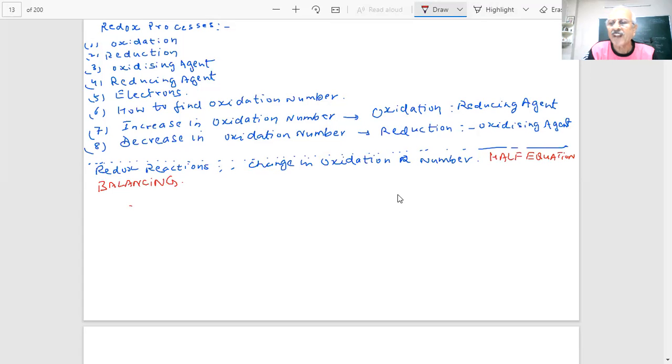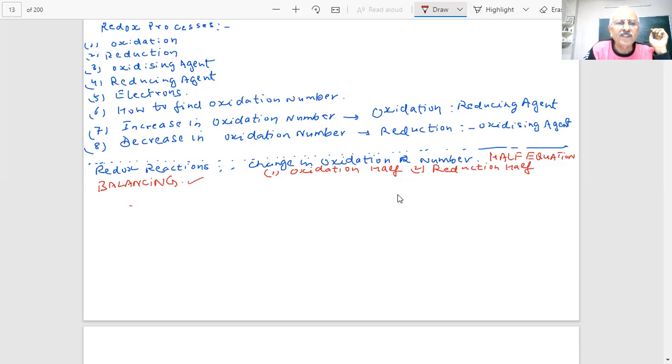Tell me how many half equations I told you in a redox reaction. What are the half equations involved? Which half equations we discussed in redox reactions? Tell me fast. Oxidation half equation. Yes. And second? Reduction half equation. Oxidation half equation, you are saying, and second was reduction half equation. Okay. Any doubt?